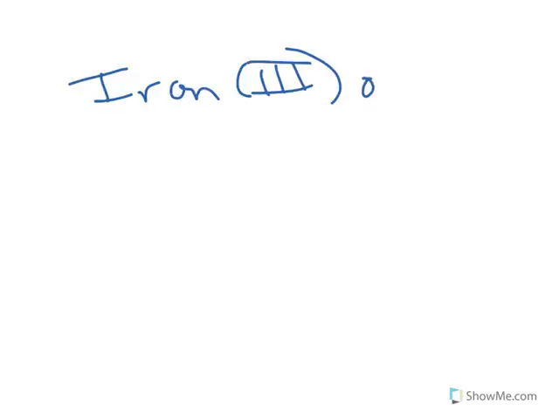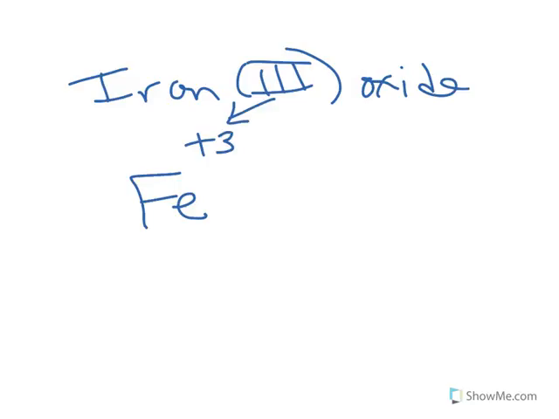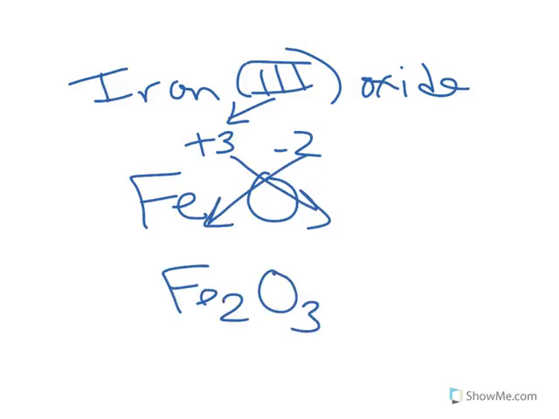Let's look at another type of example where we have a transition element. How about iron(III) oxide? The 3 tells me which charge of iron to use. Iron is a transition metal and has more than one oxidation state. So this is telling me to write the charge +3. So the Roman numeral will always indicate the charge of the metal. Oxygen is -2. We crisscross and get Fe2O3.